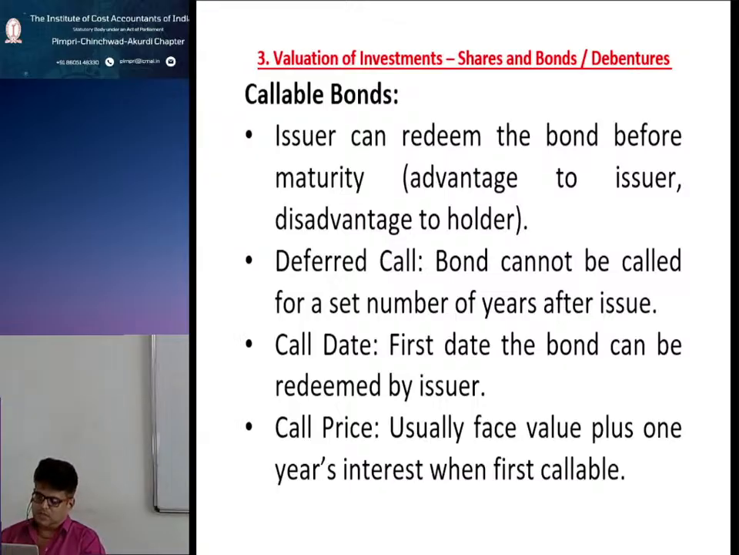Second is the call date. The first date on which the bond can be redeemed by the issuer itself is called the call date. And there is something called call price, which is usually the face value plus one year's interest when first callable.